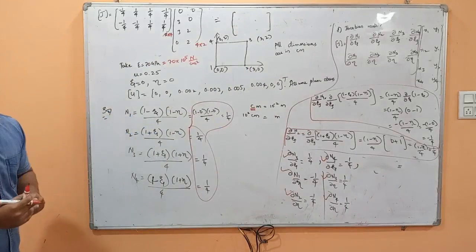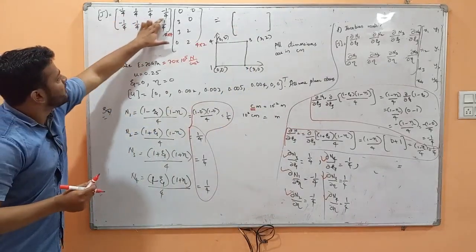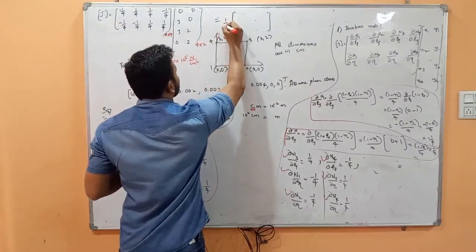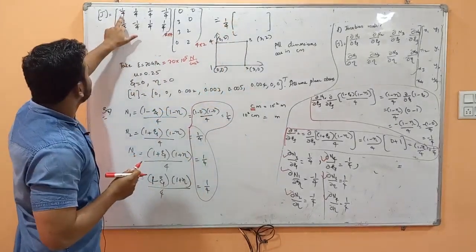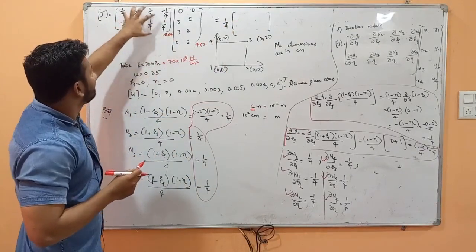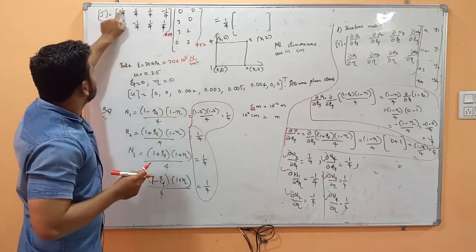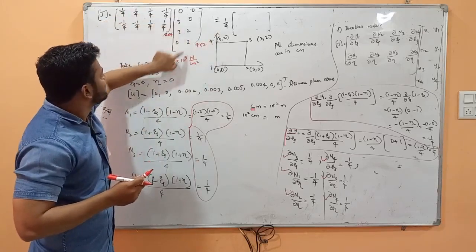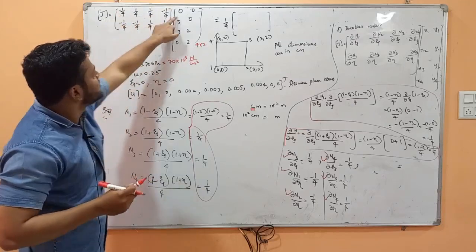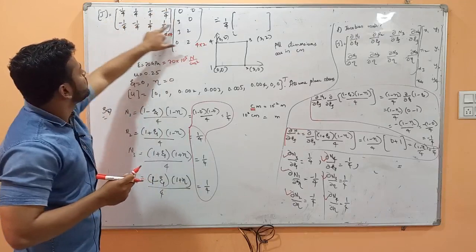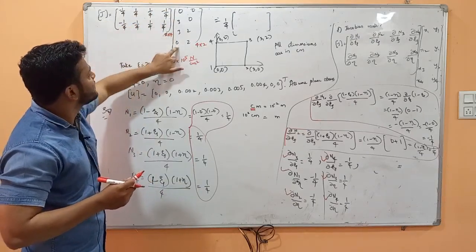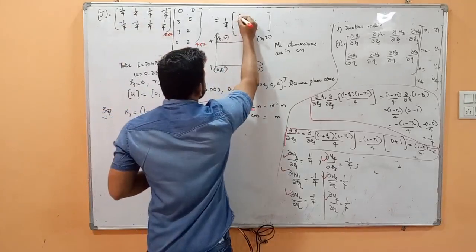So one thing we can do here is 1 by 4 is common in the entire matrix. So if I take 1 by 4 common here, we have minus 1, 1, 1, minus 1, minus 1, minus 1, 1, 1. Now I can multiply, first row, first element: minus 1 into 0 is 0, 1 into 3 is 3, plus 1 into 3 is 3. So 3 plus 3 is 6, minus 1 into 0. So here we are going to have 6.